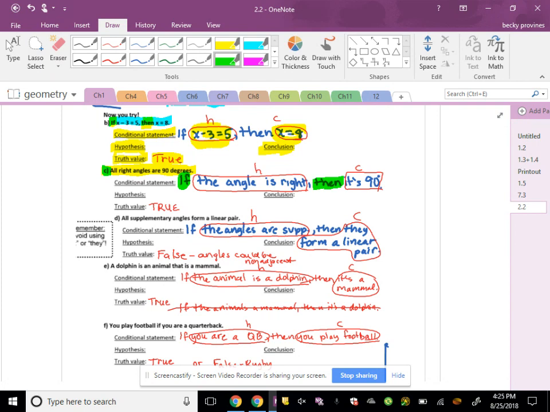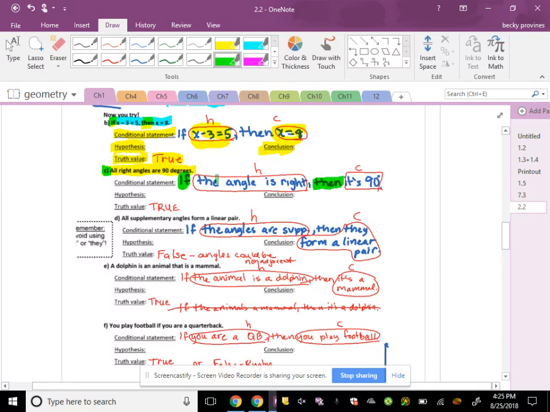So this sentence says, all right angles are 90 degrees. Now notice I didn't say if it is a right angle, because what is it? So note it. If the angle is, now I could say if the angle is a right angle, I just chose to write if the angle is right, then it's 90 degrees. And that has the same meaning as the conditional statement. So I'm good.